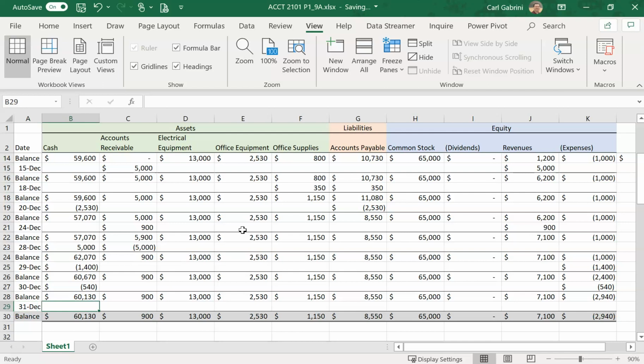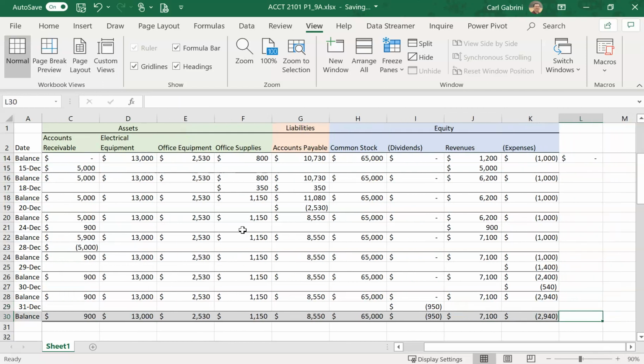And then finally on December 31st, the company paid $950 cash in dividends to the owner. So they paid dividends to the owner. So that's going to be $950 in cash that they paid to the owner. And then we're going to show $950 as dividend. Boom. And so all of the transactions have been recorded.